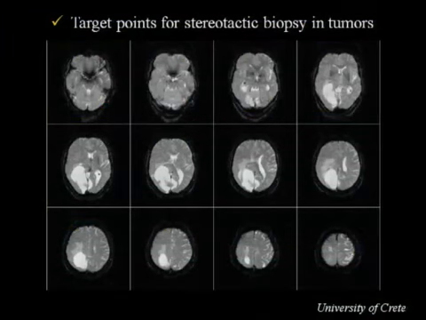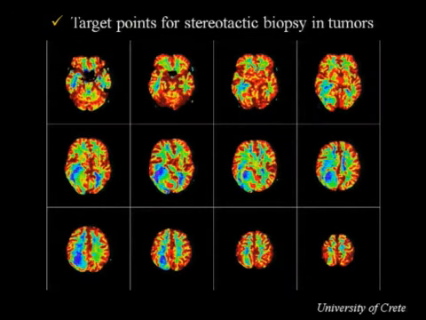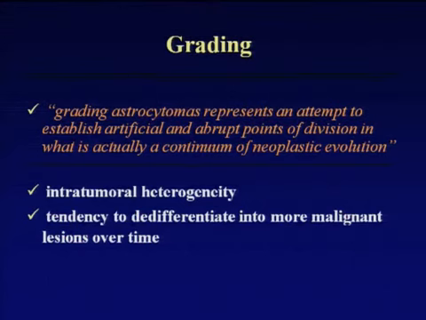Many people use the images of contrast-enhanced MRI to guide the biopsies, but the correct thing is to use the maps, as you see here, if you superimpose the perfusion maps for the most malignant part of the tumor. Trying to grade astrocytomas and gliomas is a very difficult task. Sometimes it's impossible.